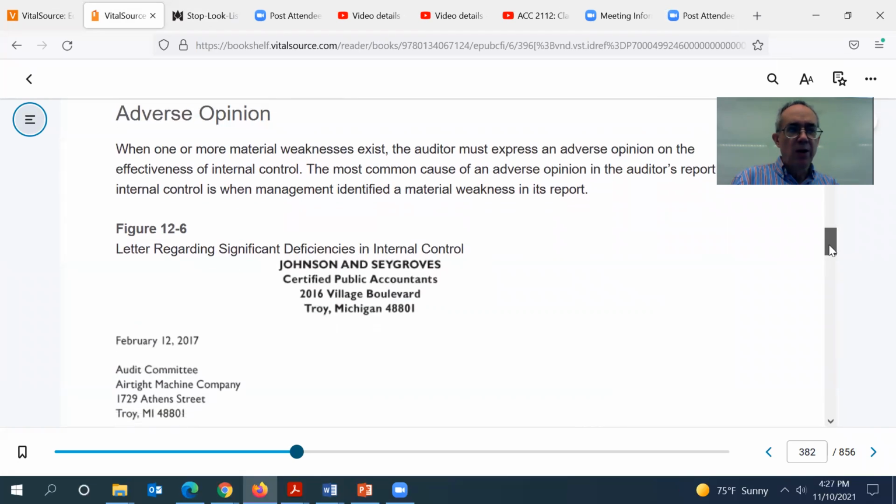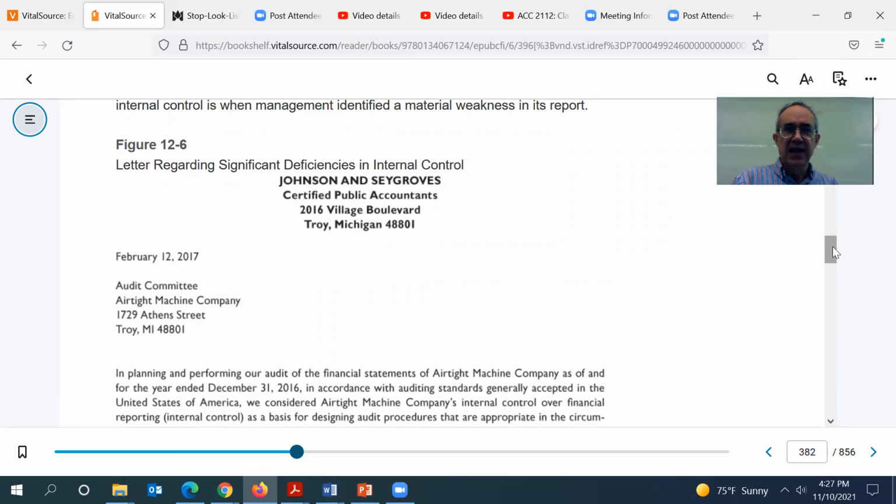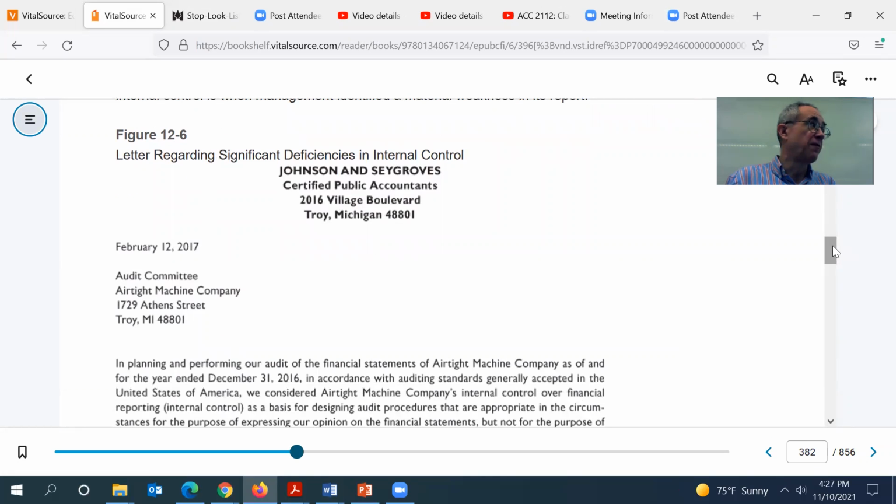Whoops. Okay, well, that looks weird. Adverse opinion, then figure 12.6. Again, formatting issues in this book. They don't set their figures and tables off very well in the book, at least in the electronic version. They do a better job of the printed version.